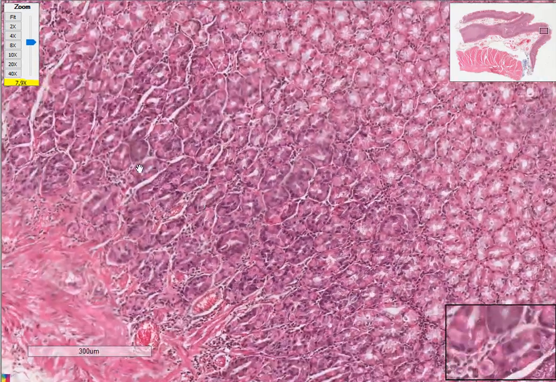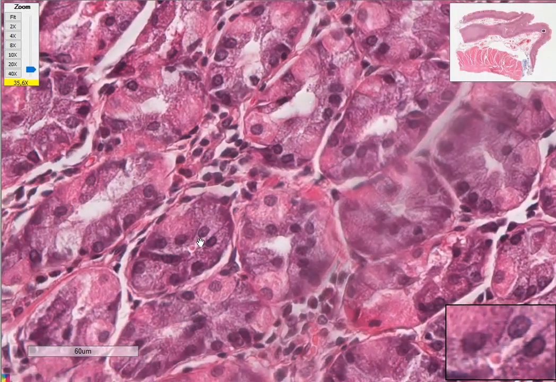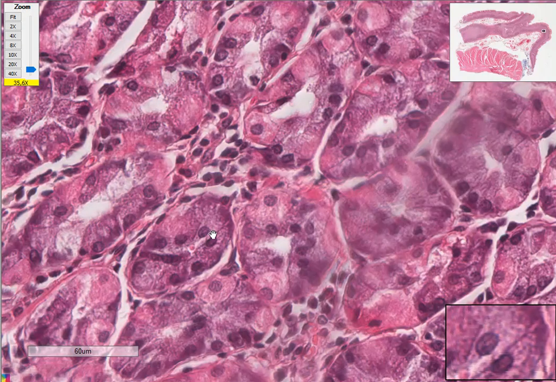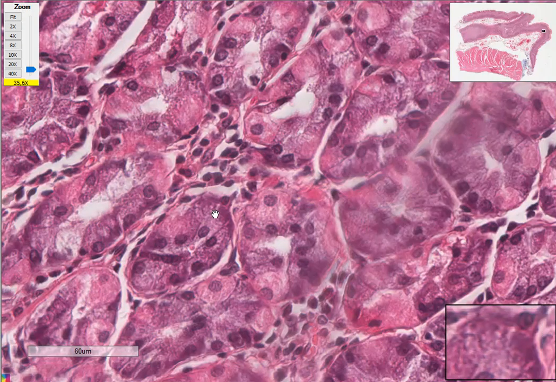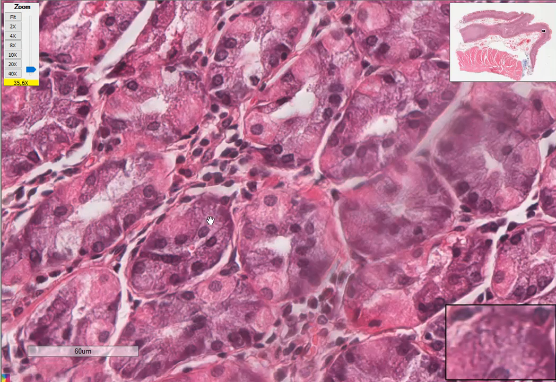Okay, like here, I think we have quite a number here. So as you can see, they have a basophilic cytoplasm. And the reason why they are more basophilic is because they contain more endoplasmic reticulum, or more rough endoplasmic reticulum. And chief cells actually secrete pepsinogen, which is stimulated by the acidic environment.